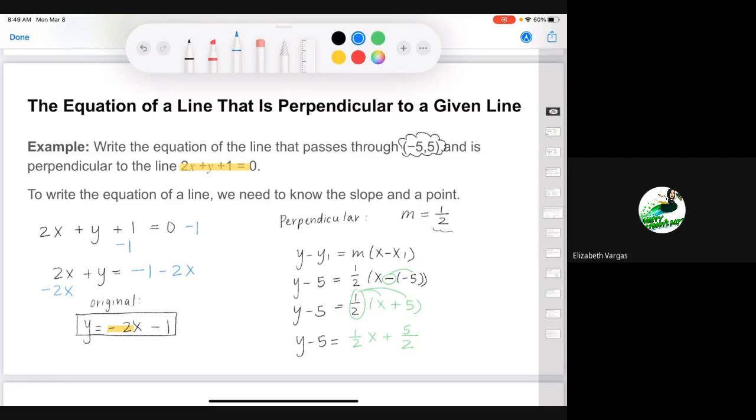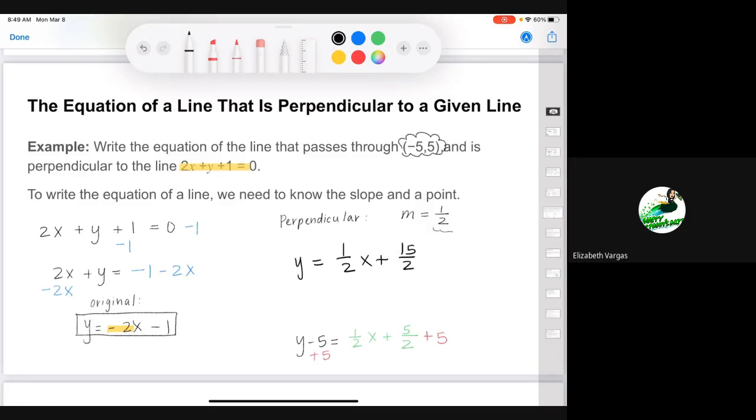And now I'm going to go ahead and add 5 to both sides to isolate my y. I'll write it up here so we can see it a little easier. So y equals 1 over 2x... and so this is where I get right here. So that is my resulting equation.